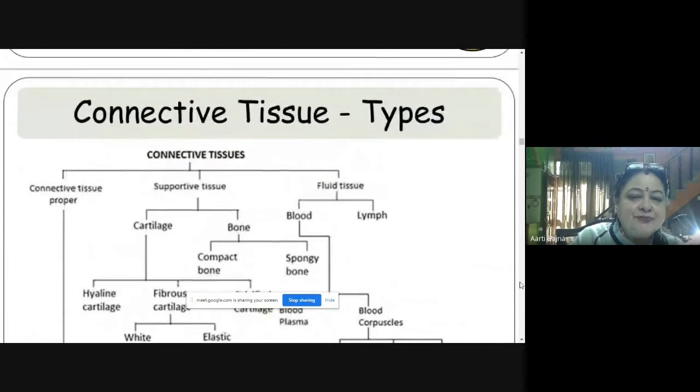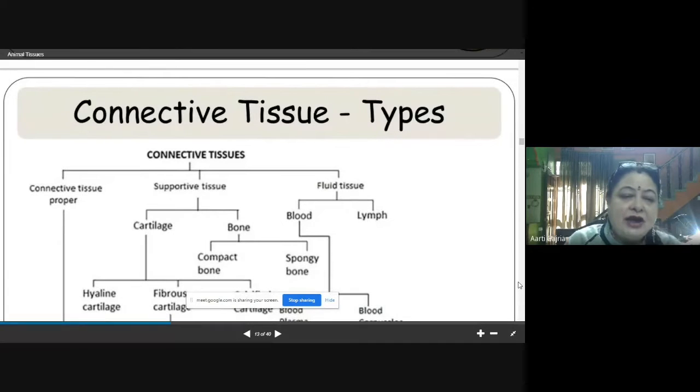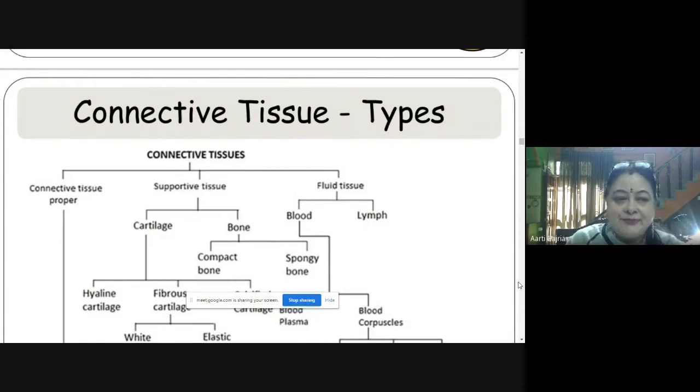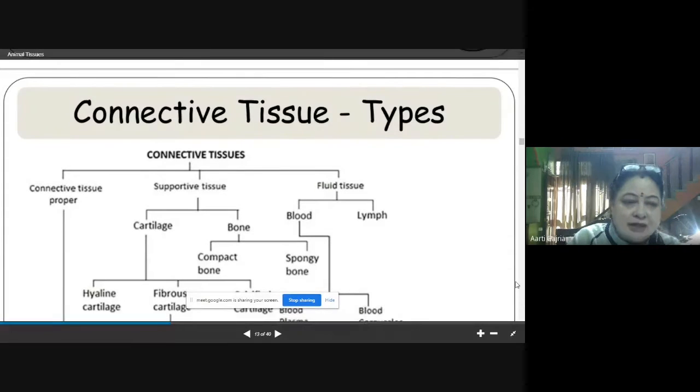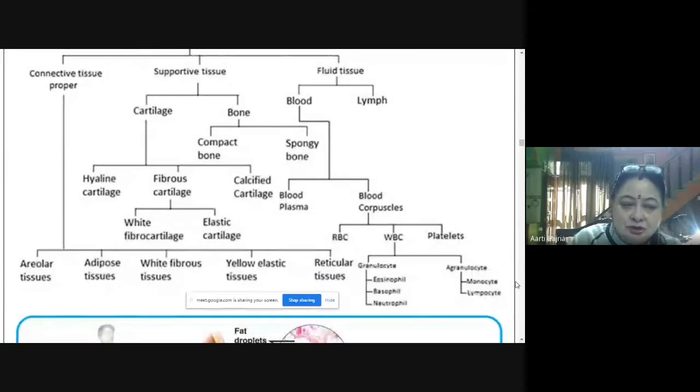The different types of connective tissue, we can divide into three major types. One is the proper connective tissue, which is there to connect. Then there is supportive tissue, and then there is fluid tissue. In the proper connective tissue, we will see the areolar, the adipose, white fibrous, yellow elastic, and reticular. These are the tissues which are present below the skin, and they are there to connect, proper connective tissue.